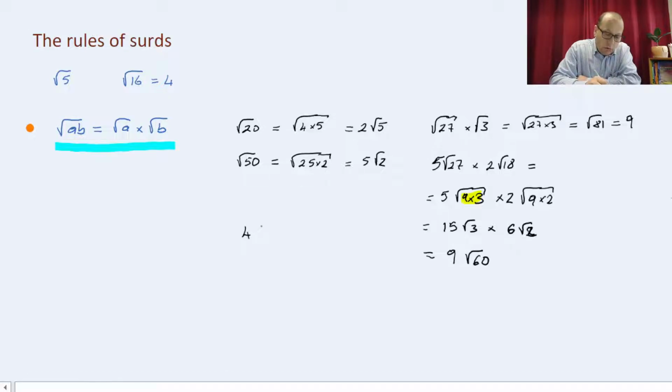4 root 3 squared. That means 4 root 3 times 4 root 3. 4 times 4 is 16. Root 3 times root 3 is just 3. And that's equal to 48.